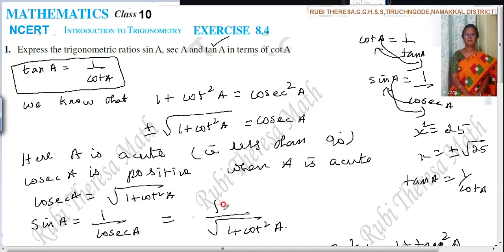Sin A is 1 by root of 1 plus cot squared A. Tan A is nothing but 1 by cot A.